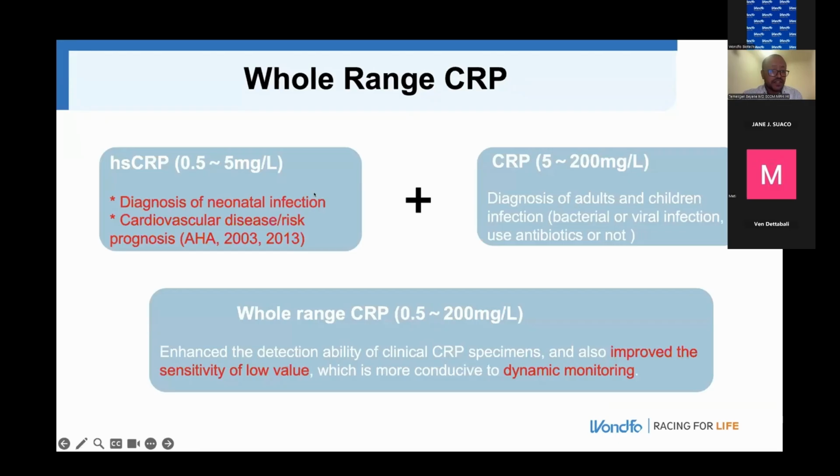For the whole range CRP, there are level ranges where we can pick some of the infectious presentations. And as I say, for cardiac risk factor identification and strategies to prognosticate patient presentations, there are high sensitivity CRP ranges, like 0.5 to 5 milligram per dL. And the CRP for diagnosis and picking up infection, be it in adults or children, especially with bacterial pathologies, ranges from 5 to 200.